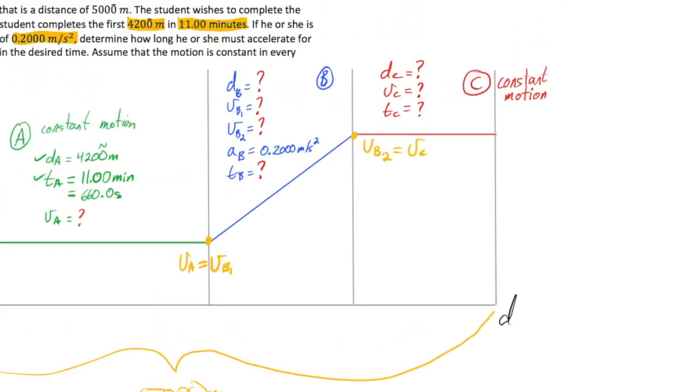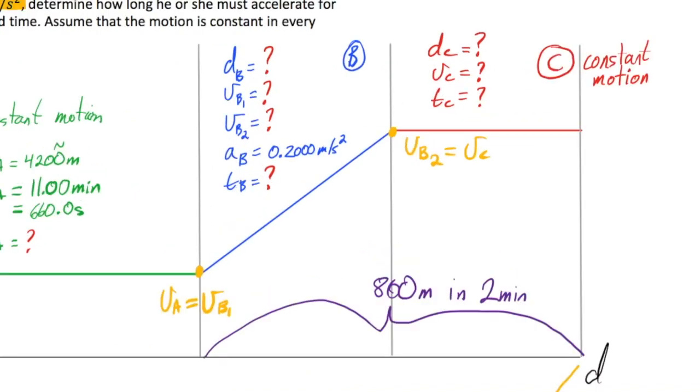So we'll take a look at this. We know that the remainder of the race has to be 800 meters. It has to be done in 2 minutes. So what that means is part of this 800 meters is done in section B, and part of this 2 minutes is done in section B. Now, this is the time that we have to talk about seconds.